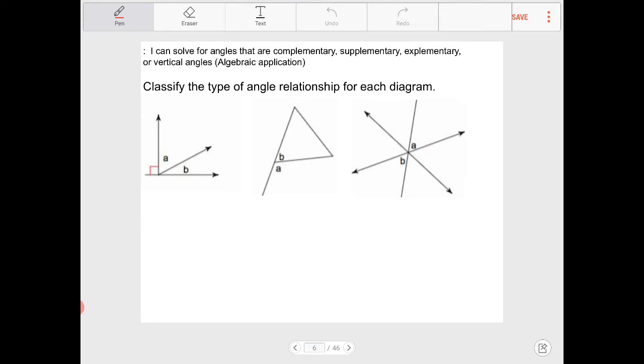So hopefully you guys had some time to think about this. Moving from left to right, the first diagram here, we have a pair of complementary angles. Here we have a pair of supplementary angles, or they are linear pairs. Linear pairs are supplementary. And the last one here, we have a pair of vertical angles.